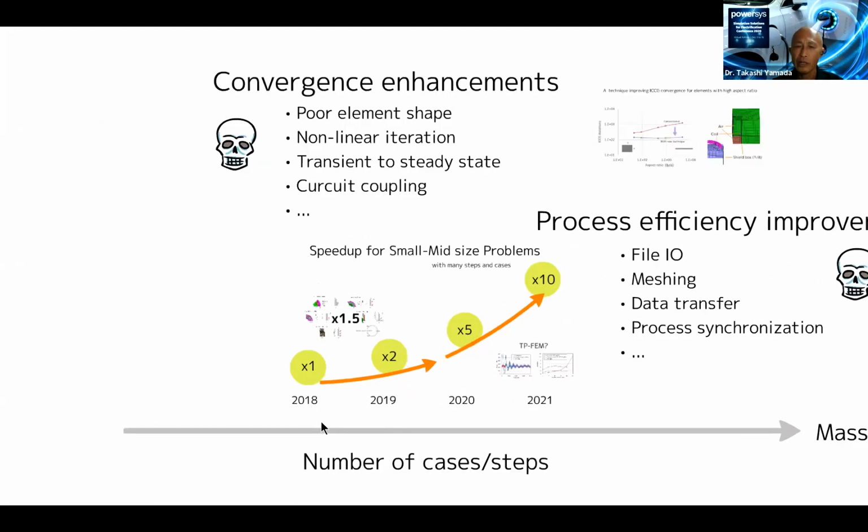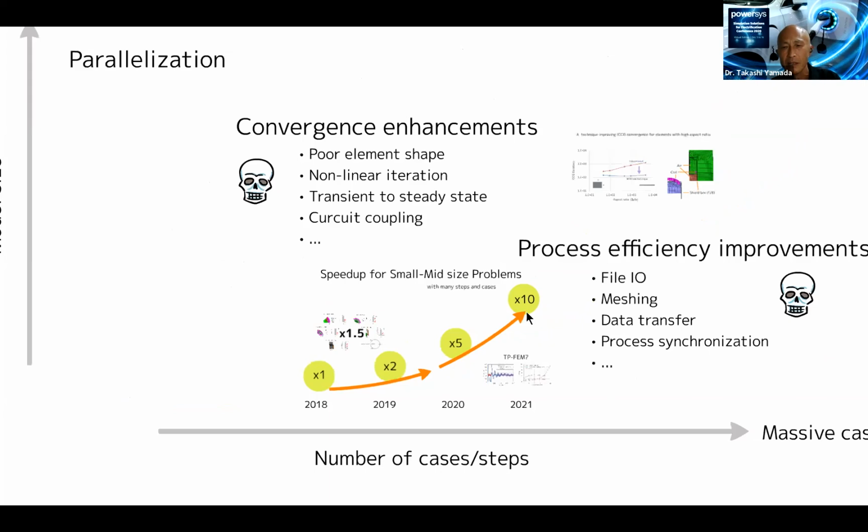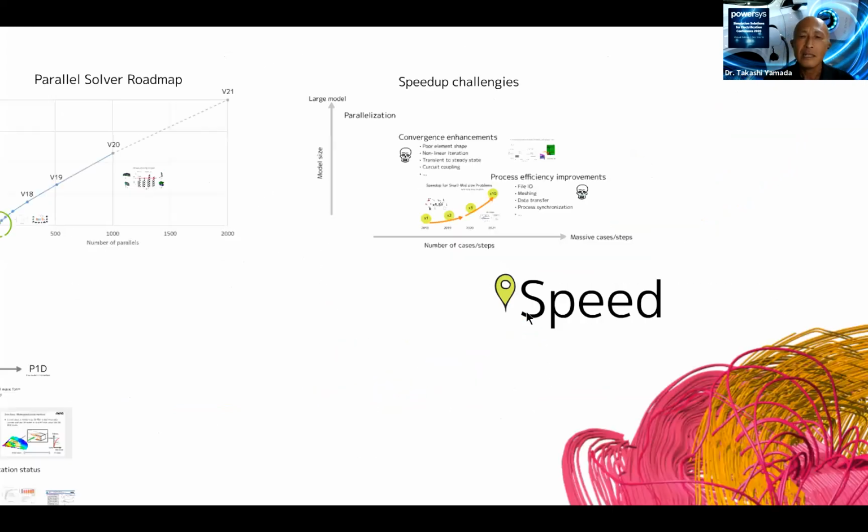Then we will improve our solver and process to achieve 10 times by the end of next year. This is our roadmap for small and mid-sized problems with many steps and cases. So we have this kind of roadmap, and we are now here. I hope we can achieve 5 times faster than 2 years ago. So this is our goal of this year. We are working on this one. Okay, that is speed.